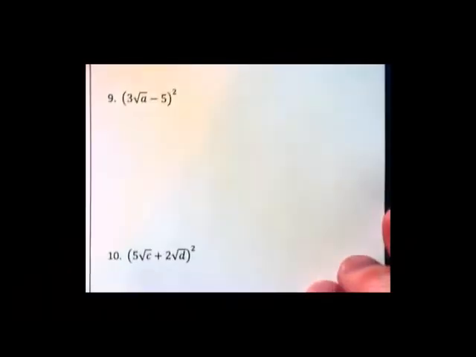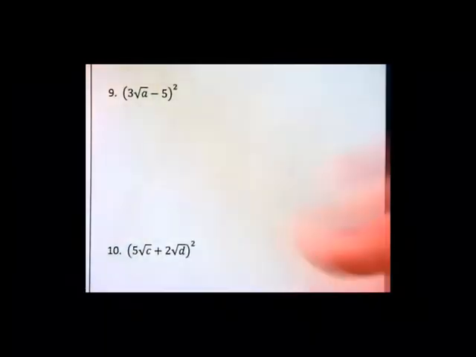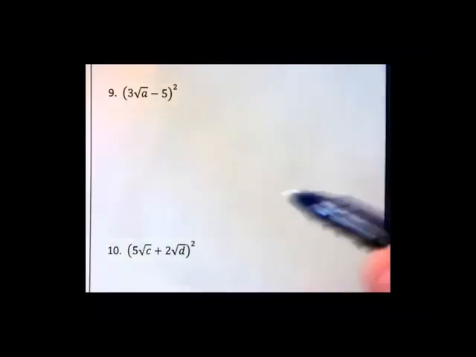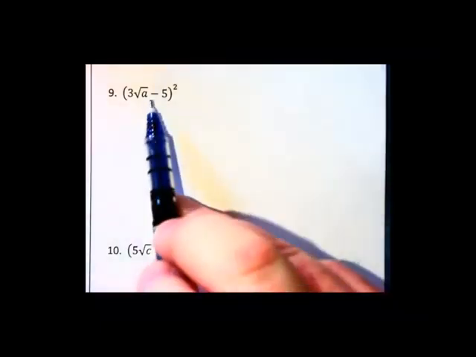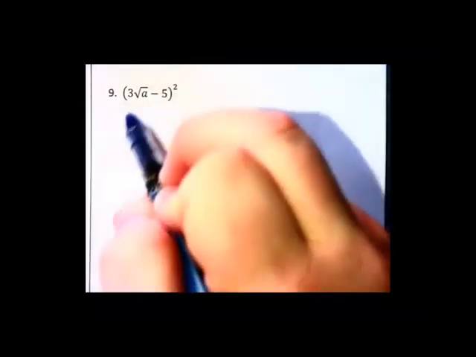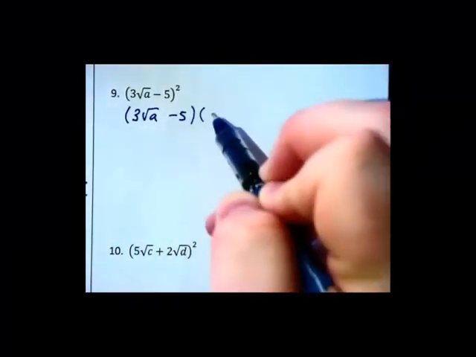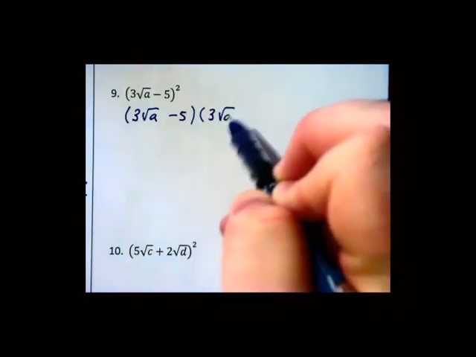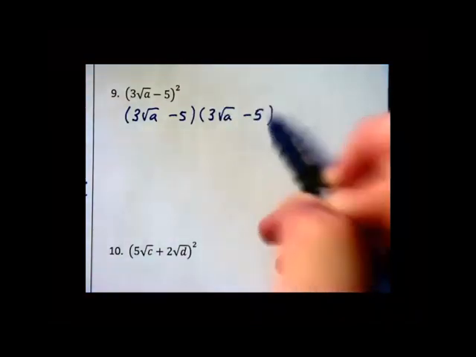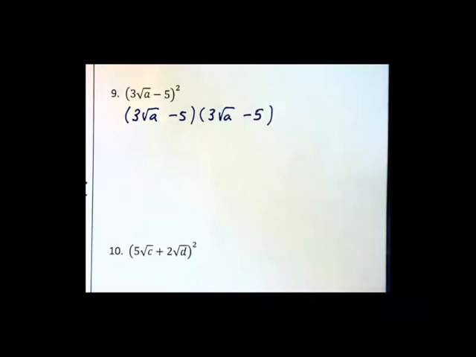Now number 9 has a square symbol up front, not to be confused with problem number 5 that we did over to the left. This time there's a minus sign inside, which tells us we have to FOIL this time. Do not distribute that square symbol across that minus sign, or you'll miss the middle 2 terms of FOIL.